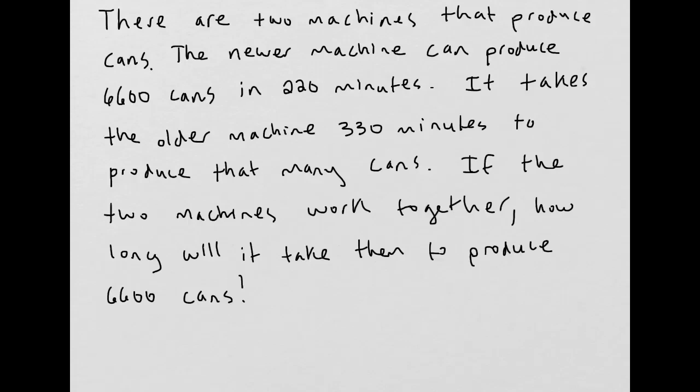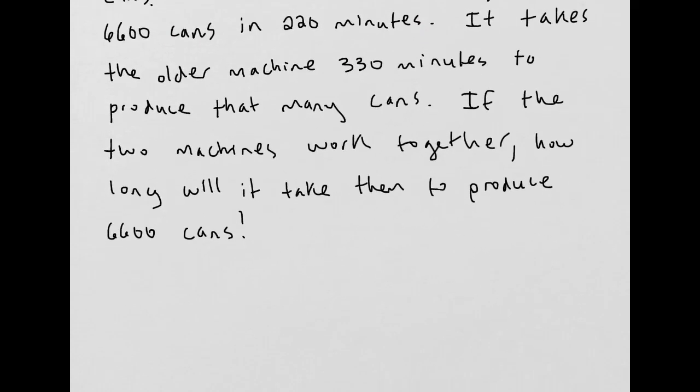So I want you to notice there are different types of units referenced in this problem. We've got 6,600 cans, we've got 220 minutes, and then there doesn't really seem to be a link between the two. So what would be that link unit? Well, to see that, let's start with a pretend situation.